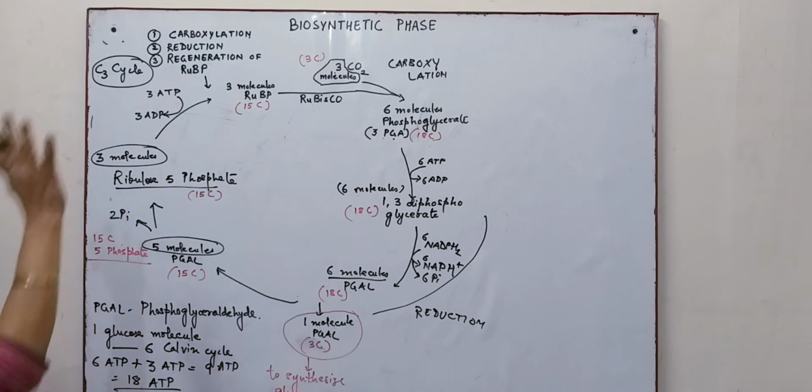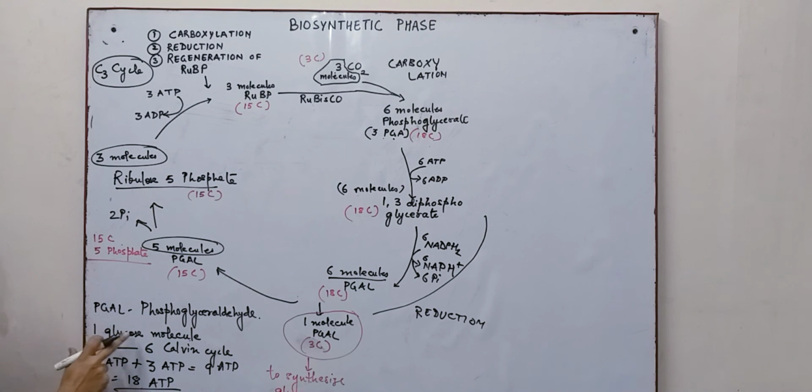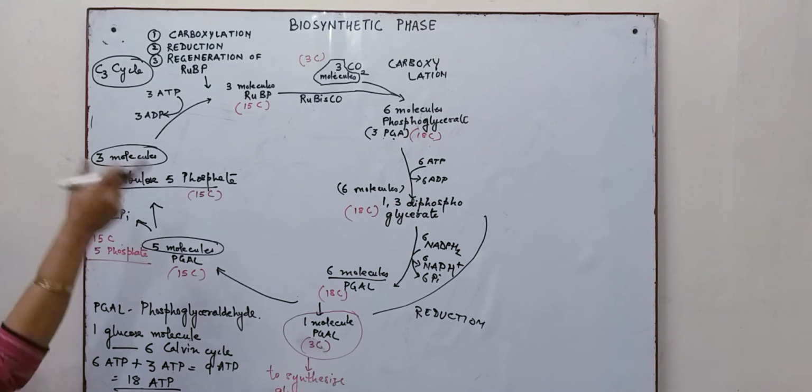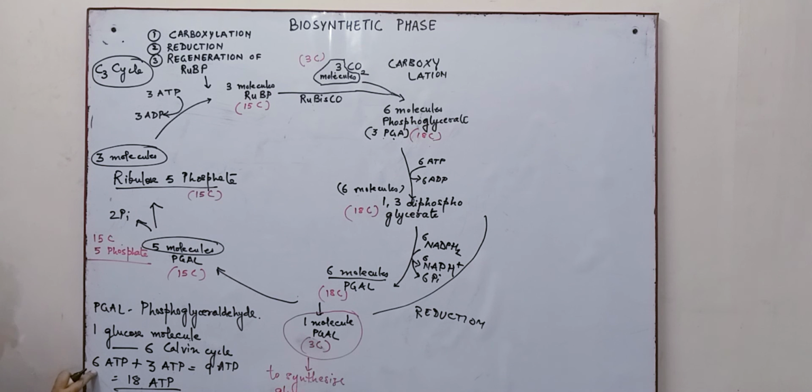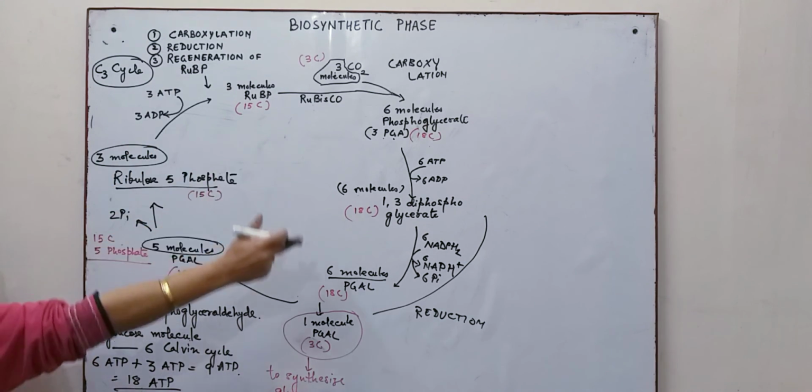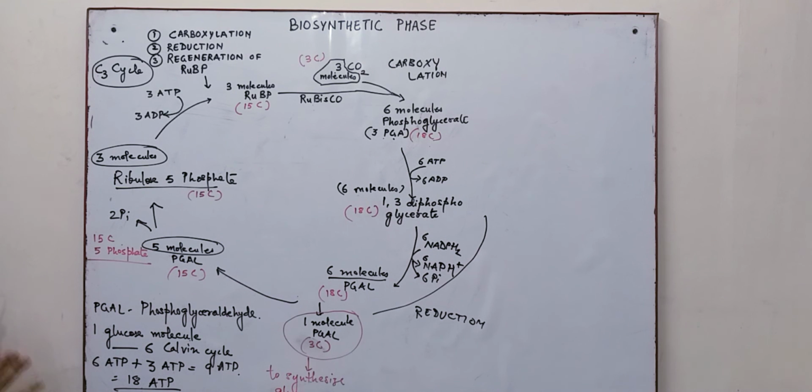Try and understand this. For synthesis of one glucose molecule by the plant, since it takes one carbon dioxide, 6 Calvin cycles have to take place. But over here we have taken 3 carbon dioxide molecules, and glucose is a 6 carbon molecule. So the cycle has to be repeated 2 times, and therefore 6 ATP and 3 ATP, that means 9 ATP are used in one cycle, and this cycle is repeated twice. Therefore 18 ATP are required to synthesize one glucose molecule.